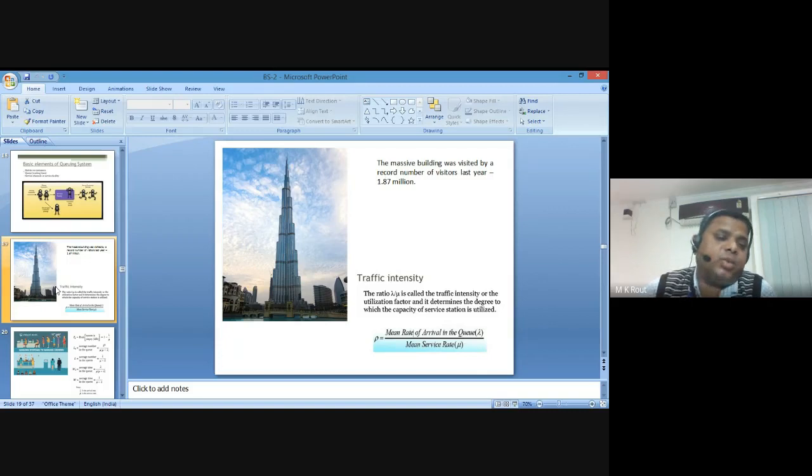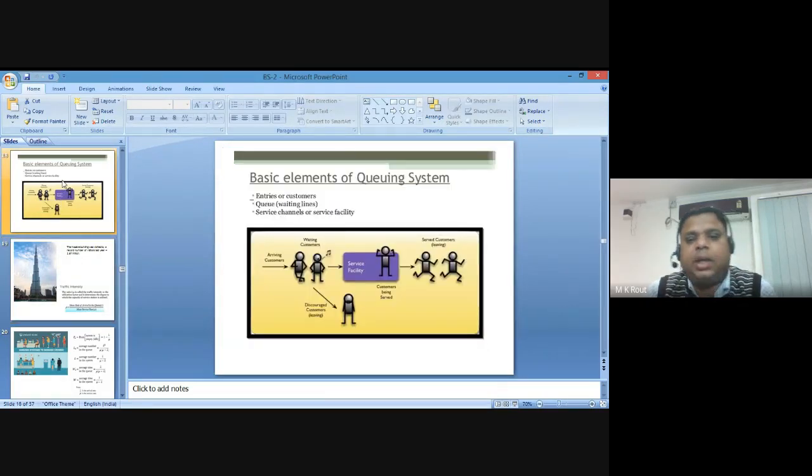Basically, in waiting line theory there are three concepts. The first concept, I will show on that slide, then we'll move to the Burj Khalifa case study. If you go to waiting line theory or queue system, the first and most important thing is customers. The next part is your waiting line. And the third and most important part is the service channel or service facilities. In the typical graphical presentation, you can see there are 5 people, 2 are in the waiting line, 1 is in the service facility, and 2 have already exited.